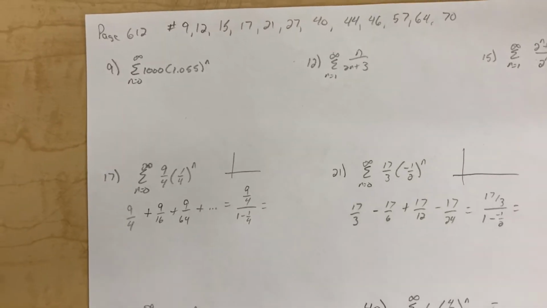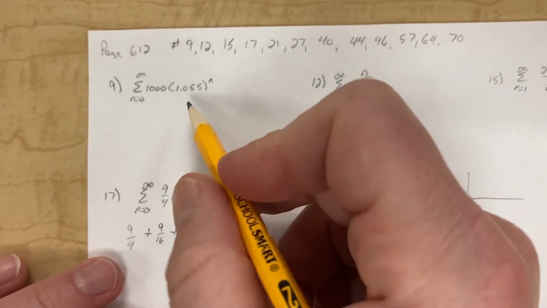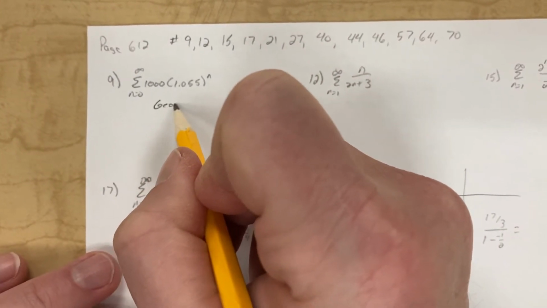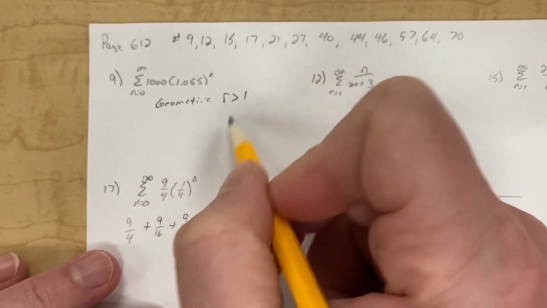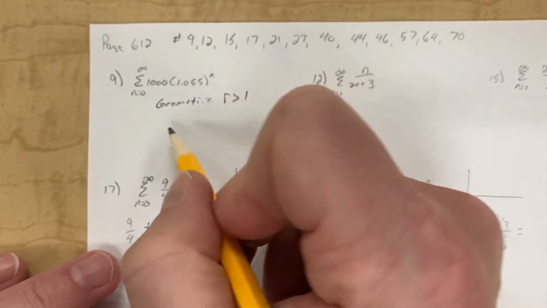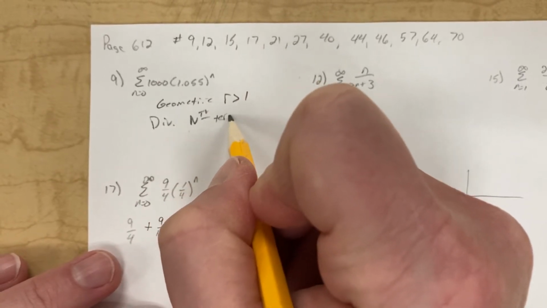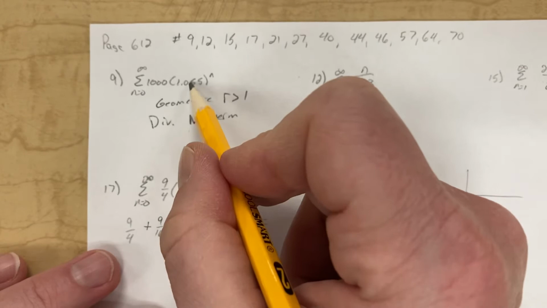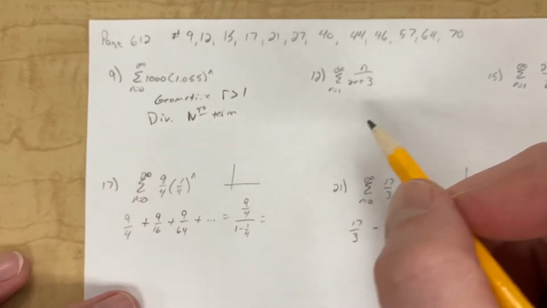Right, these are the answers to page 612. The first three just want us to show that these diverge. Number 9 is a geometric series with r greater than 1, and therefore the terms will get bigger and bigger and bigger, and so it diverges. You could even say by nth term test, because the nth term of this will not go to 0. So it won't get through that screener even to us.